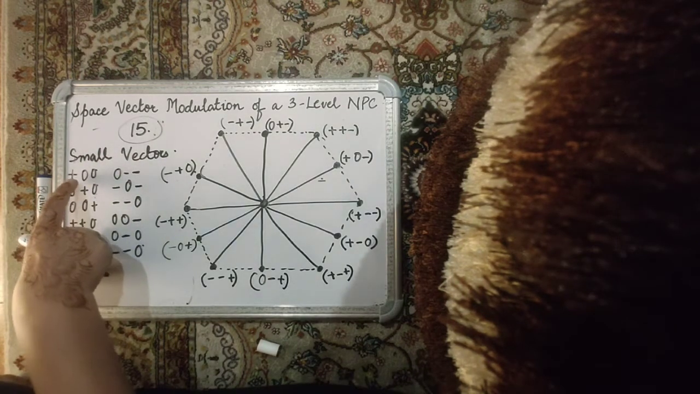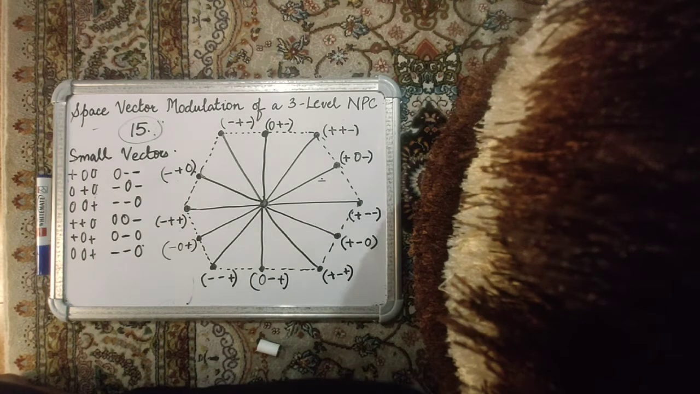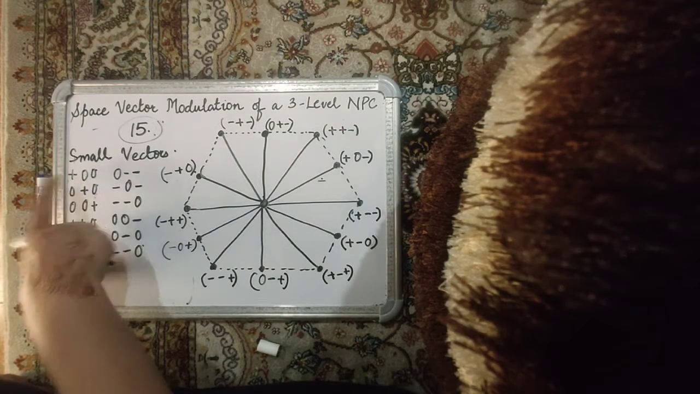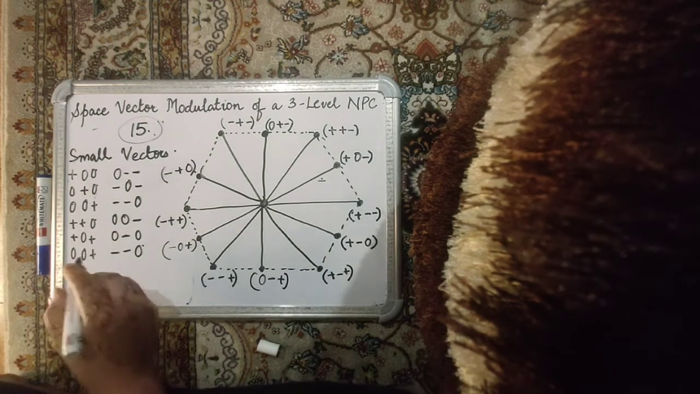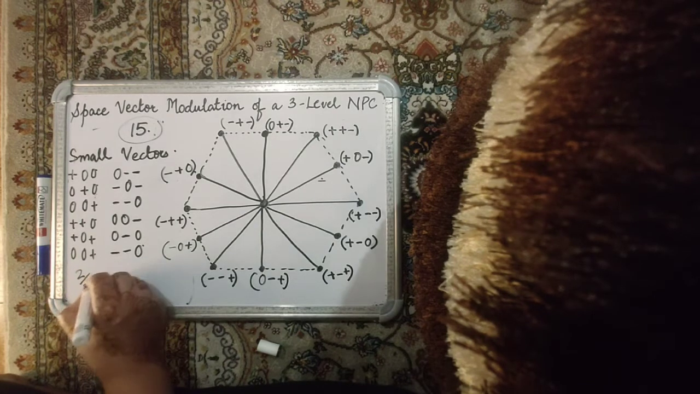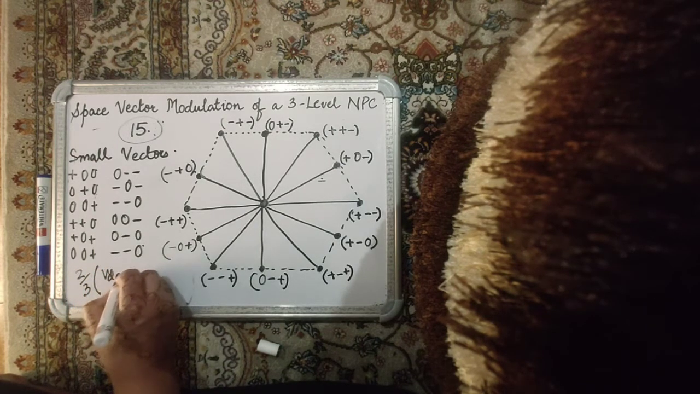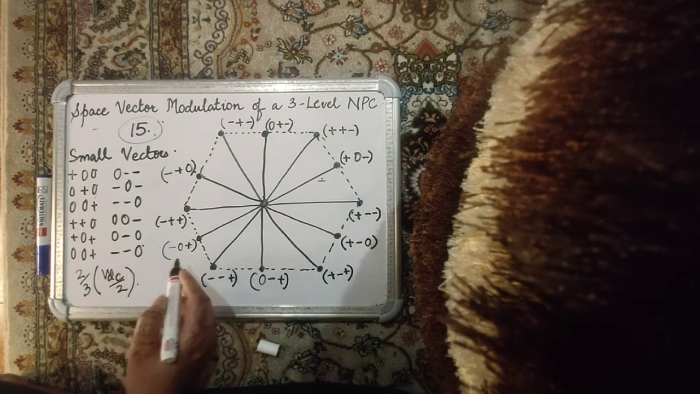Let's first find out the space phasor or space vector associated with the first state plus 0 0. So it will be 2 by 3 times plus VDC by 2, right? And then everything else is 0.